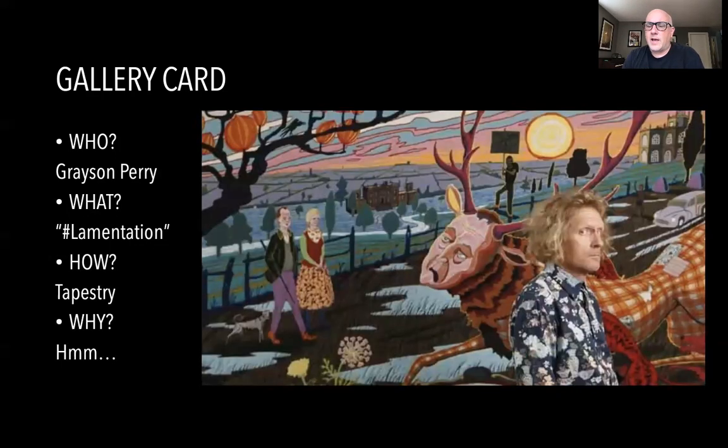And finally, why? And this is where things get a little tricky, right? Why was this thing made? Not even so much who made it, what it's called, what its materials are, et cetera, but what is its function exactly? And in order to begin to answer that, I think it makes sense to ask the artist.